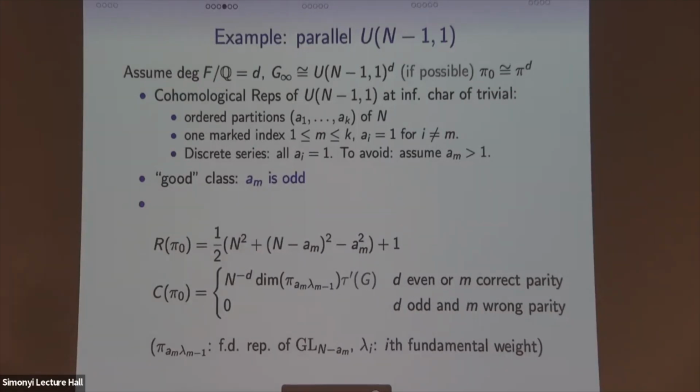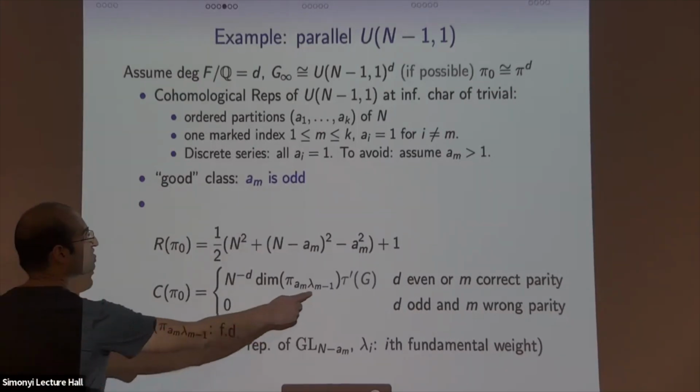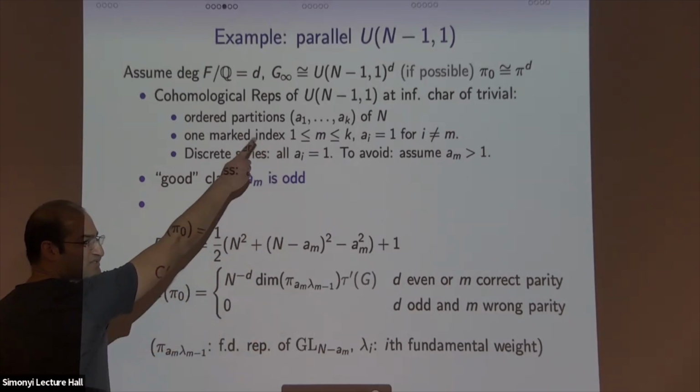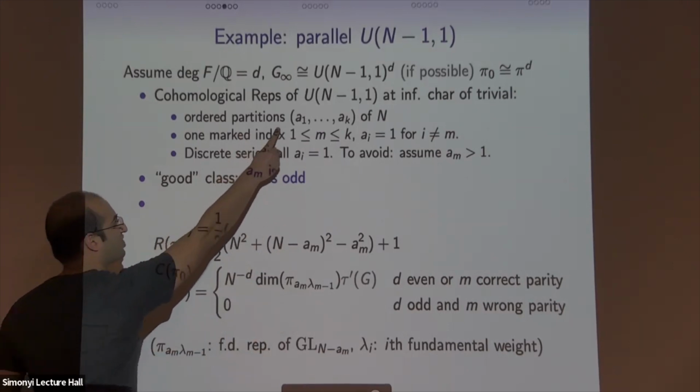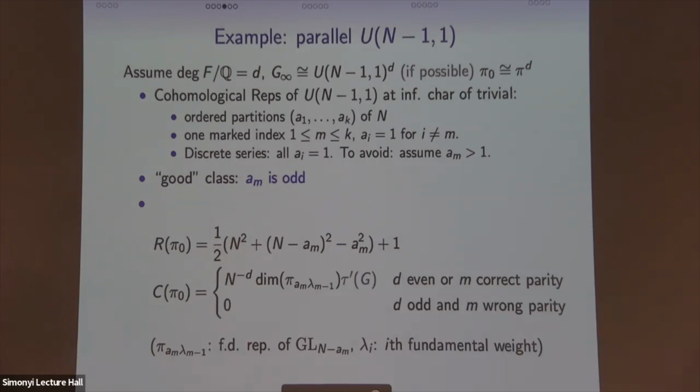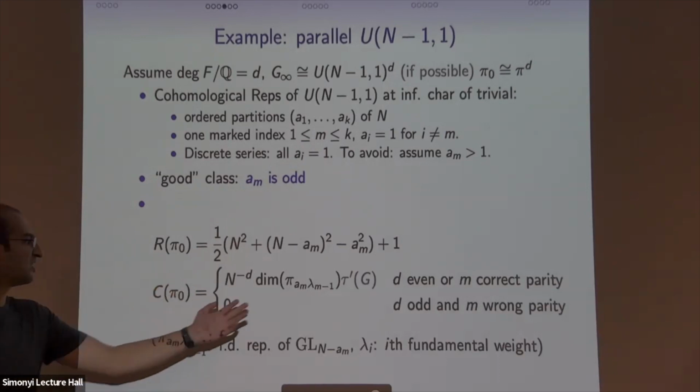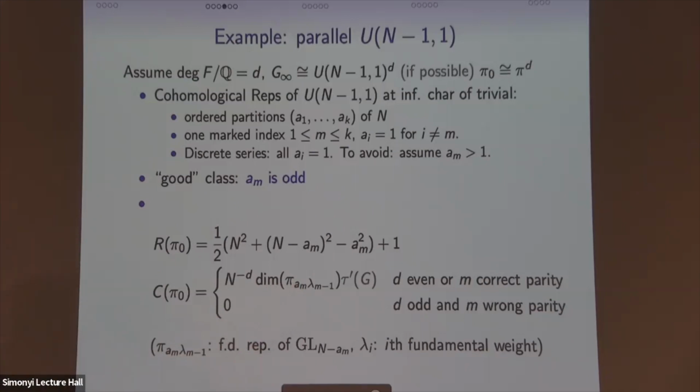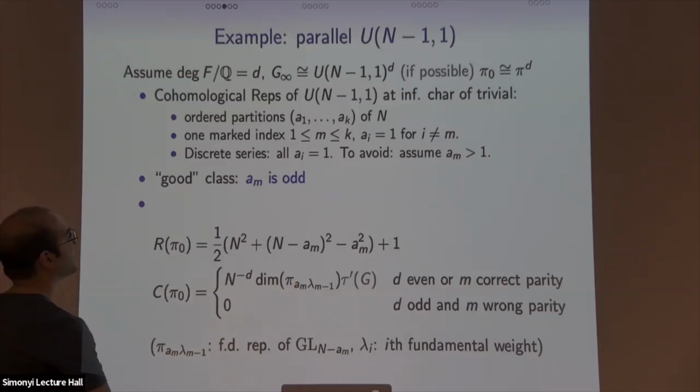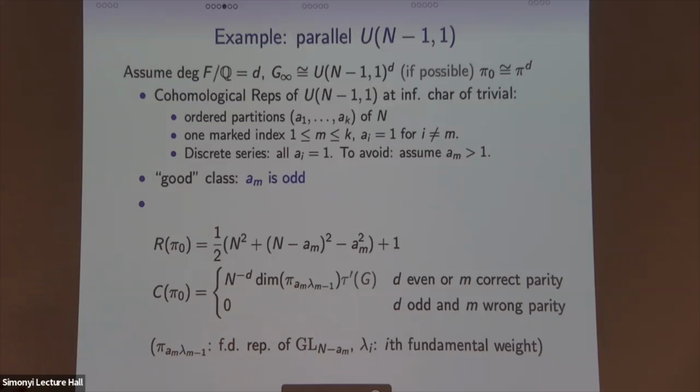And in this case, what we do is the fundamental weight is where the non-1 entry in this partition appears in this tuple. So that's a specific fundamental weight you look at. And you take the dimension of that multiple of that fundamental weight. So as well, there's some interesting things here.